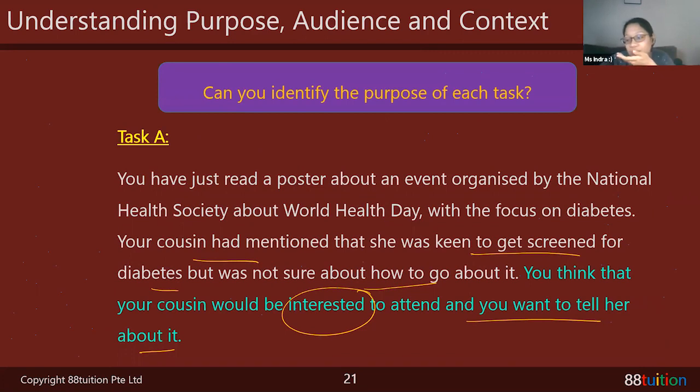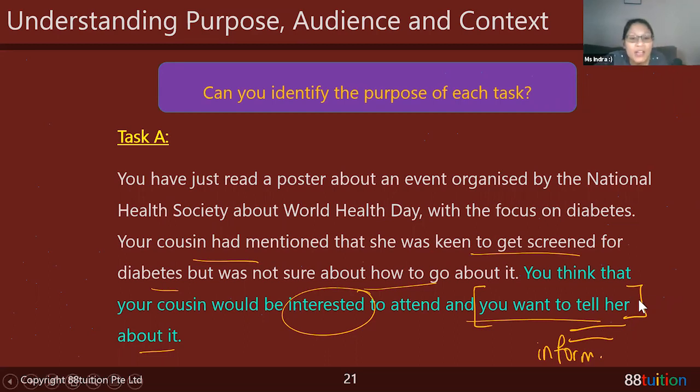Can you tell me? You want to type it up? Is it to inform or to persuade? You want to tell her about it. So is it to inform or to persuade? Anyone in the chat group? Okay, very good. You want to inform her about it.